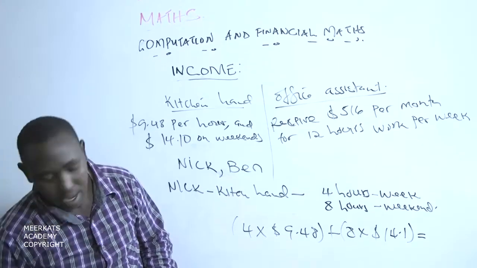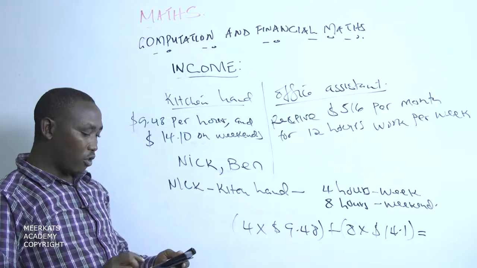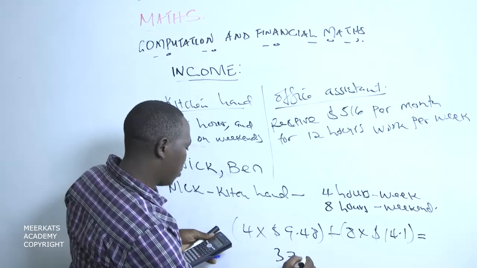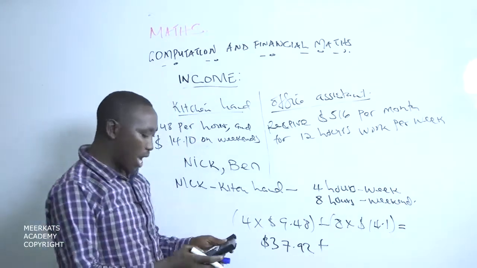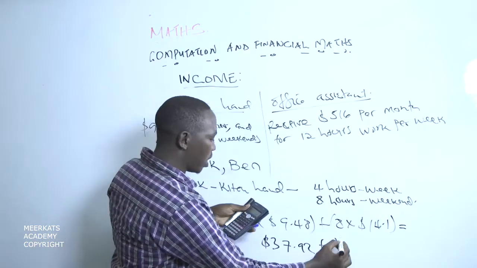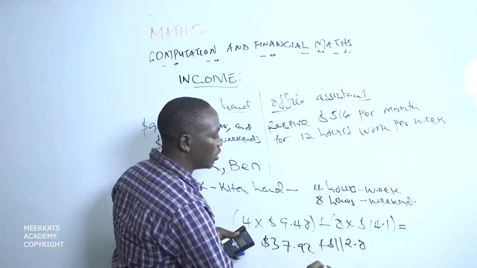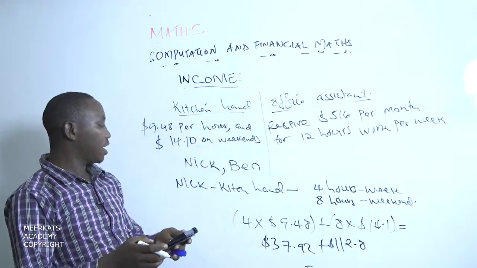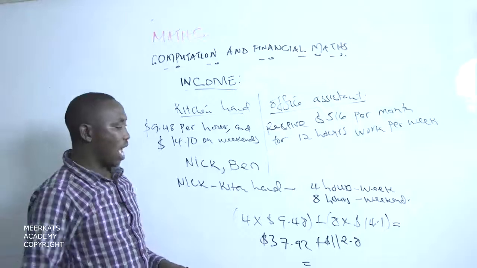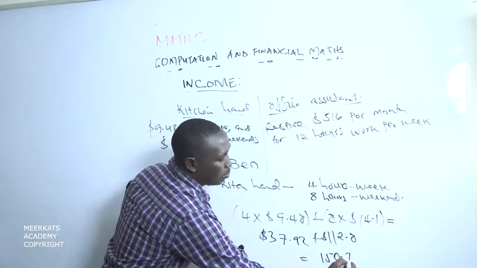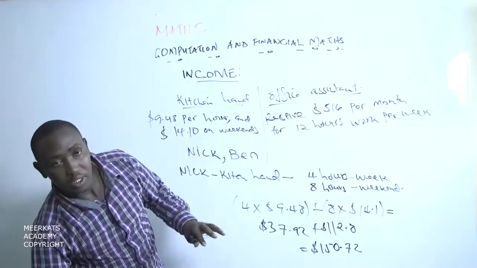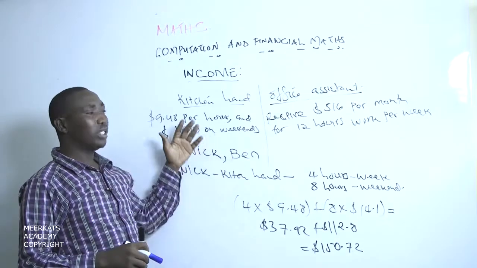And in this particular case, if you take 4 multiplied by 9.48, you'll get 37.92 US dollars. You add 8 multiplied by 14.1, you'll get 112.8 US dollars. When you add the two, you'll get that Nick takes home a total of 150.72 US dollars.